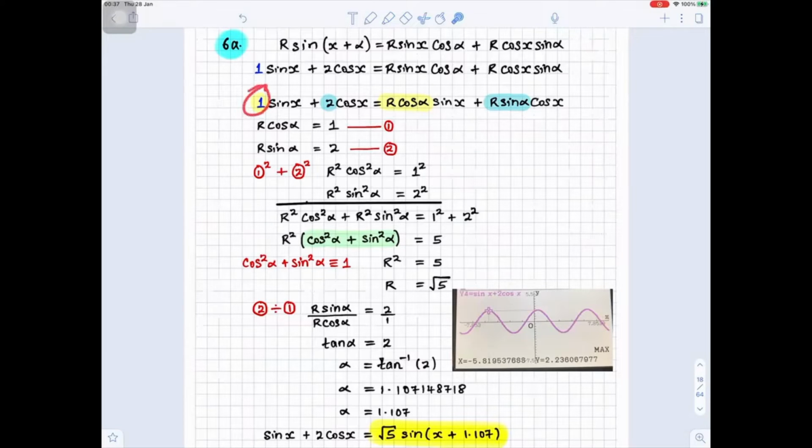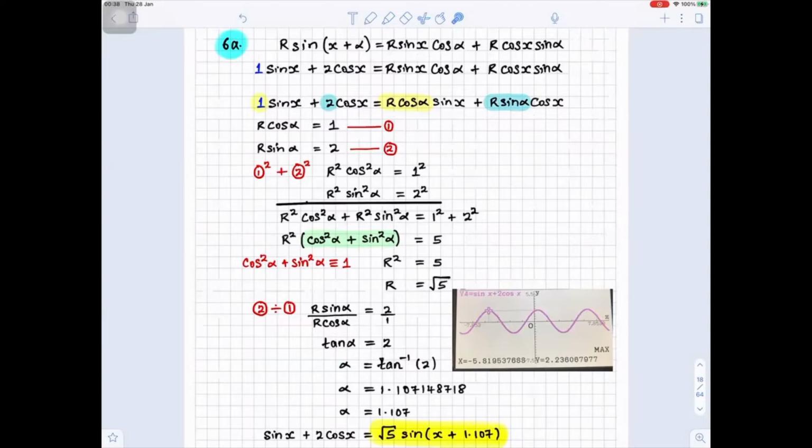So the 1 is similar to r cos alpha, because in front of it is sine x. So that means 1 is equal to r cos alpha. When we compare the 2, it is equivalent to r sine alpha, because in front of the 2 is cos x, and in front of r sine alpha is cos x. So 2 is equal to r sine alpha. So r cos alpha equals 1, and r sine alpha equals 2.